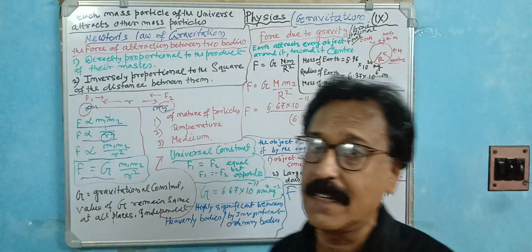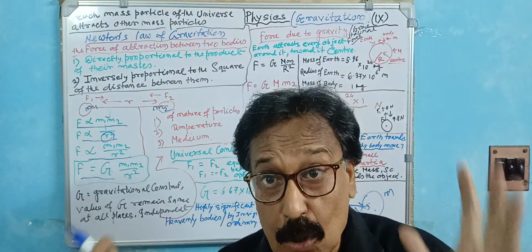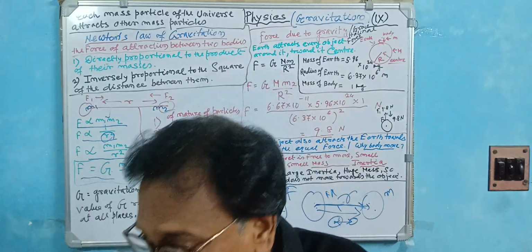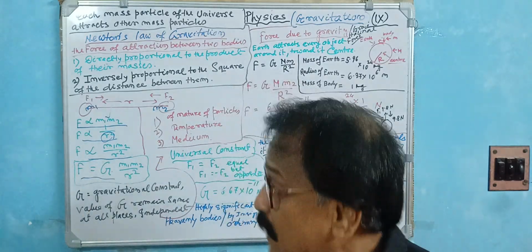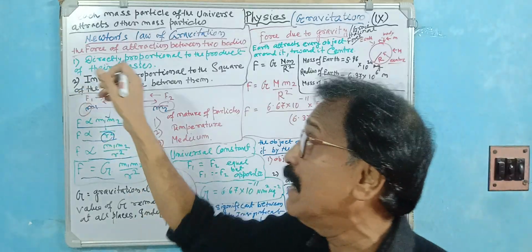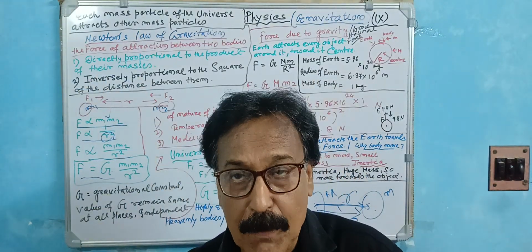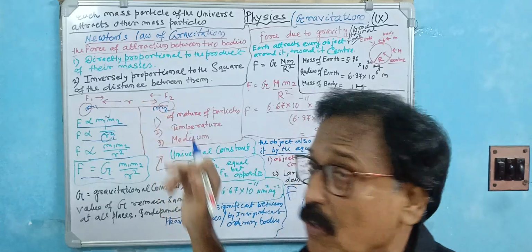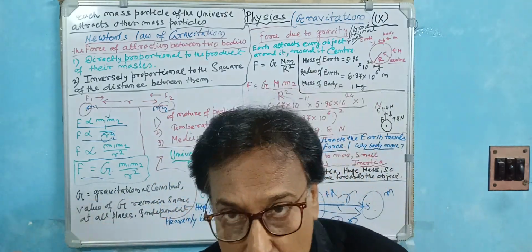I just repeatedly say, it's not discovered by Newton. Newton developed the law. In which way, what is the value of this? That is discovered. That is the law. In which way is the force developed? That is deduced by Newton: M1 into M2, the product of the two masses.